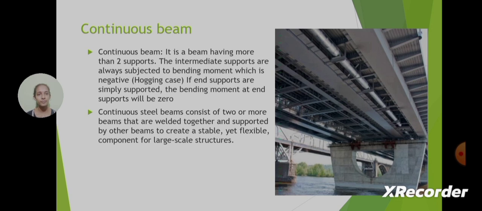Continuous beam. It is a beam having more than two supports. The intermediate supports are always subjected to negative bending moment. If end supports are simply supported, the bending moment at the end supports will be zero. Continuous steel beams consist of two or more beams that are welded together and supported by other beams to create a stable yet flexible component for large scale structures.